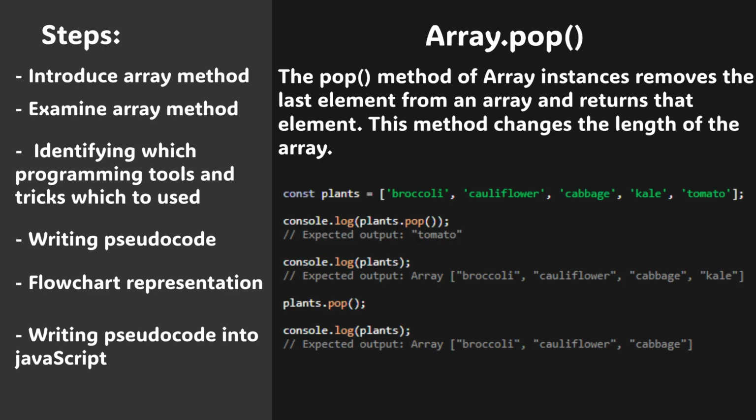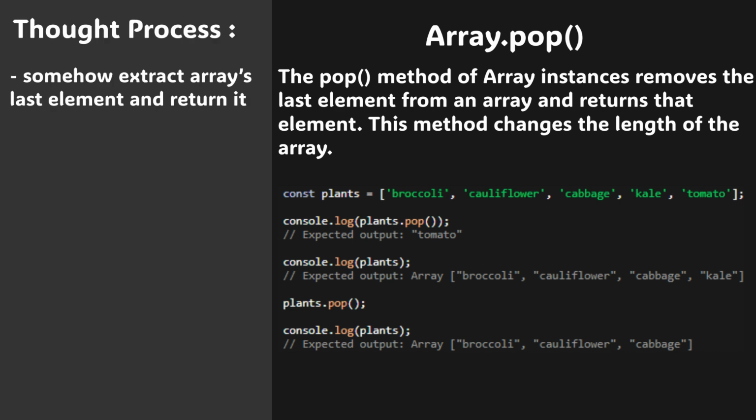First is the array.pop method. The pop method of array instances removes the last element from an array and returns that element. This method changes the length of the array. By examining the example input, output, and the method's definition, to build this method as a function we have to somehow extract the array's last element and return it. And removing the last element means after the pop method is executed, the array will be missing its last position element. So these are the two things we are focusing on.